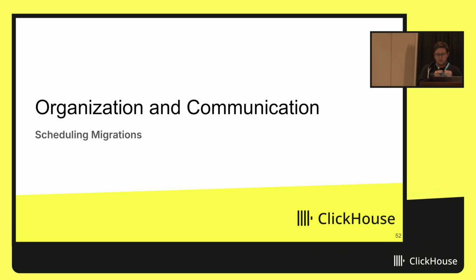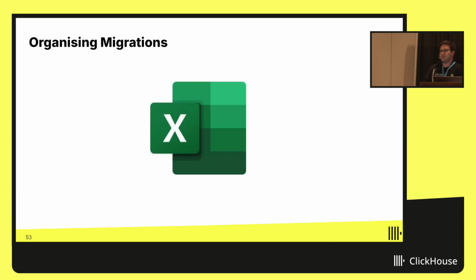So the first step of actually doing these migrations is organization and communication. So we need to make sure that communication to our customers about these migrations happens smoothly. If certain customers want to push back the migration, we need to track that. And our product team came up with a really nice tool to track this, a spreadsheet.